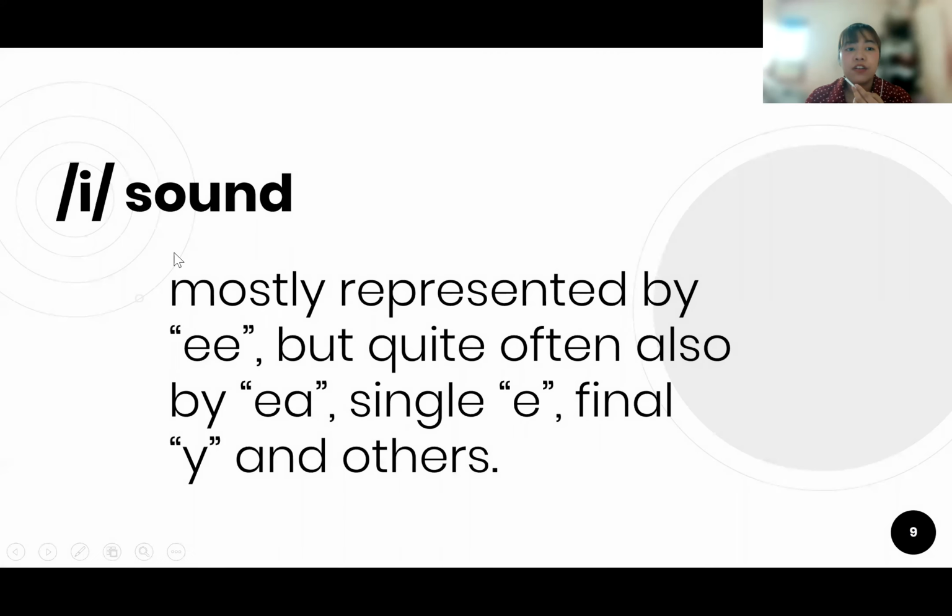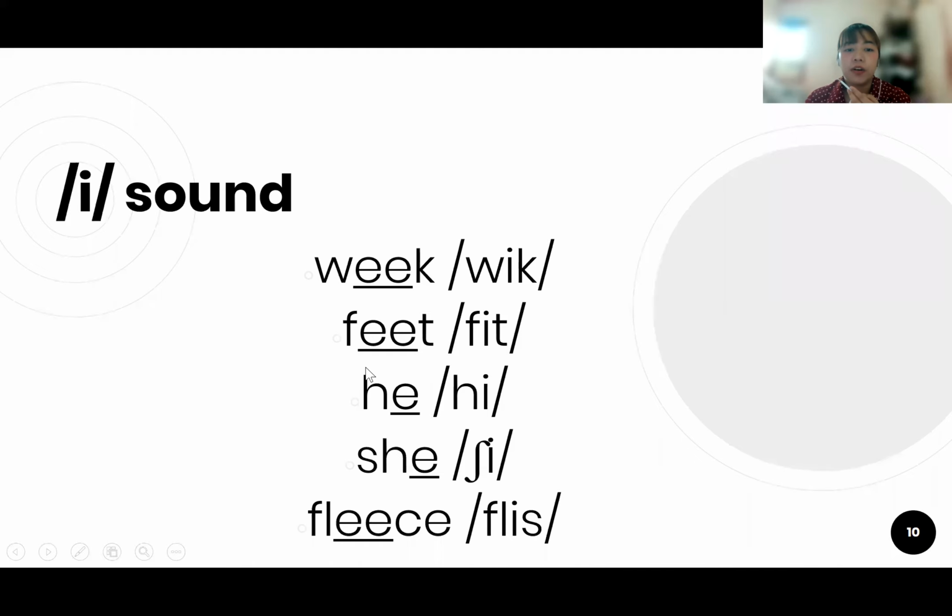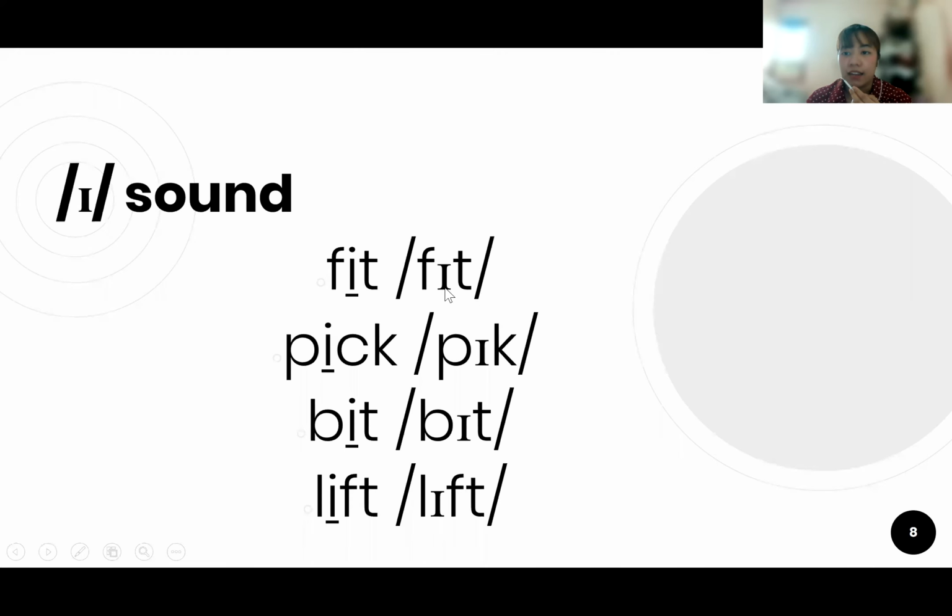and lift, your dotted I or your long I na sound is represented in your double E, which makes the sound E, but quite often also by EA, your single E, and final Y na letter Y in other words. So for example, pag feet, week, he, she, and fleece, so longer na ang, if you listen, longer na ang E na sound. So you use your dotted I and not the barred I.